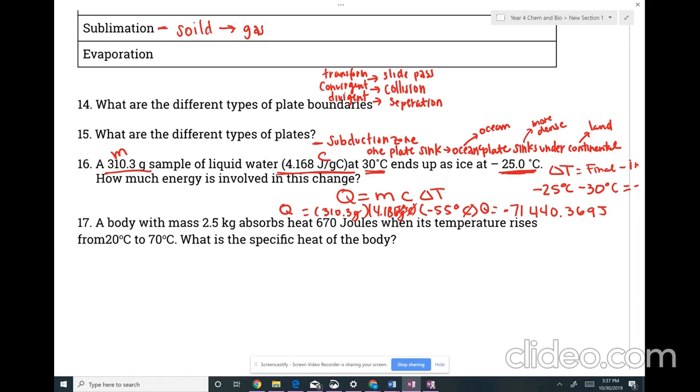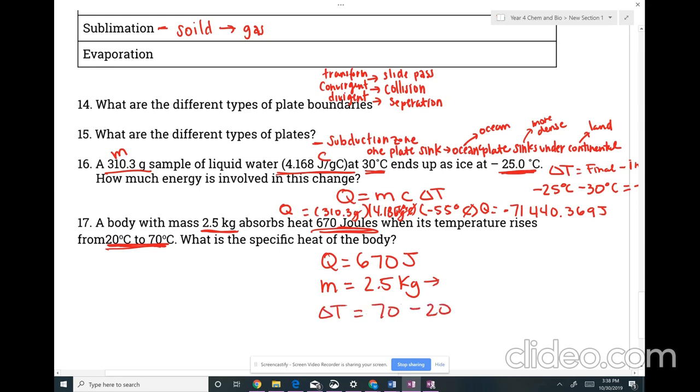It says a body of mass 2.5 kilograms absorbs heat of 670 joules when the temperature rises from 20 degrees to 70 degrees. What is the specific heat of the body? So I pull those things out. Q is equal to 670 joules, and I know that because it's in joules. My mass is 2.5 kilograms, and you will see that I'm going to have to convert that into grams in a sec. And my delta T is 70 minus 20, so that would be 50 degrees Celsius.